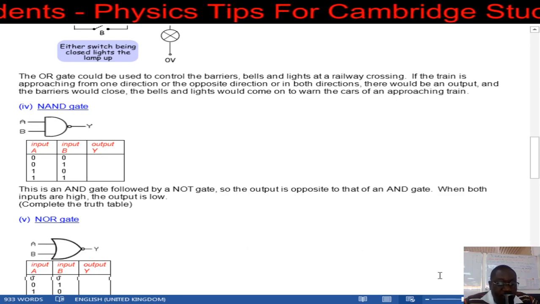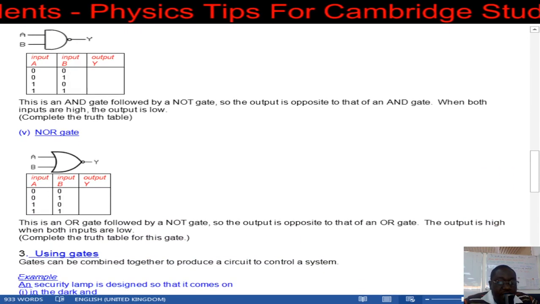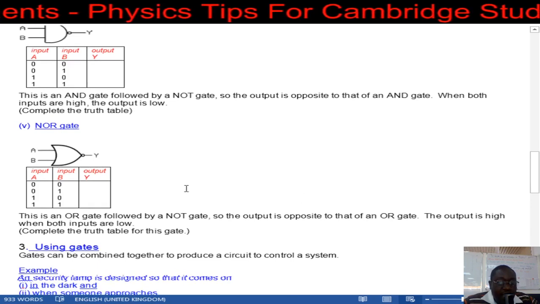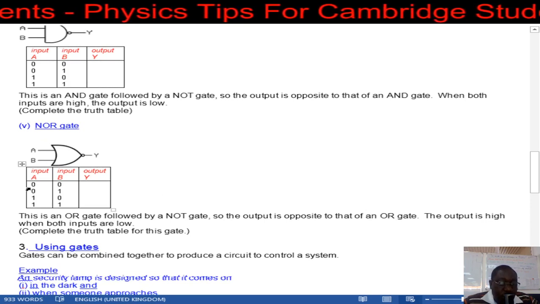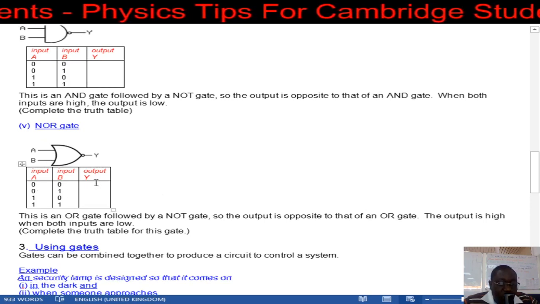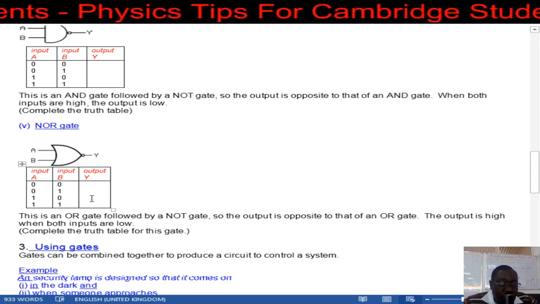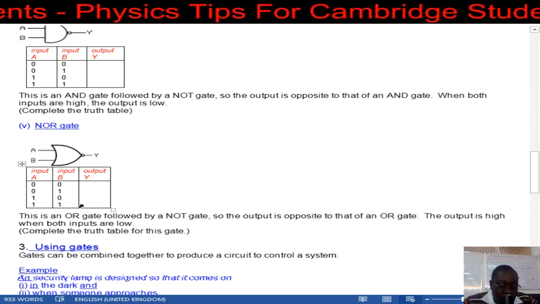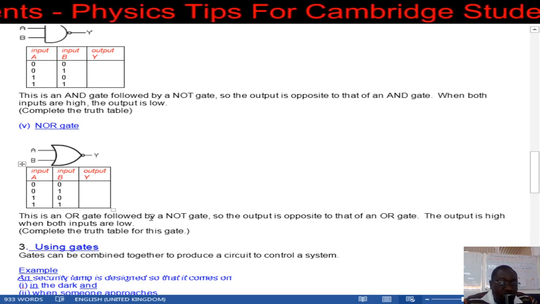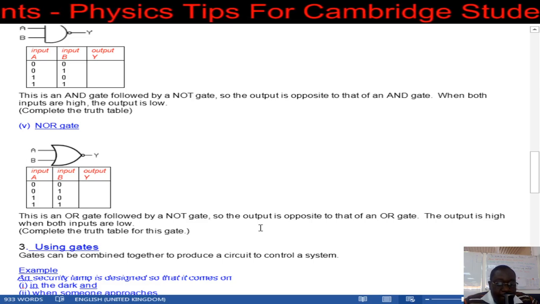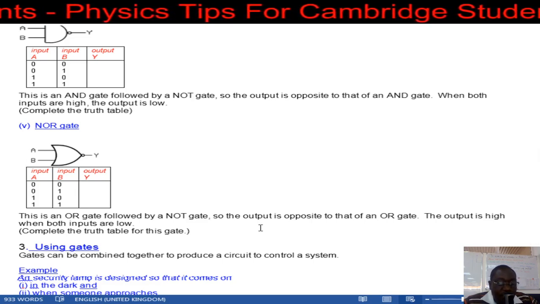Right, then we have a NOR gate. A NOR gate is an OR gate followed by a NOT gate. Again, it's the opposite of an OR gate. So where there was 0, 0, we're now getting a 1. 1, 0, or 0, 1 is 0. So a NOR gate is the opposite of what was going on in an OR gate. So the output is high when both inputs are low.